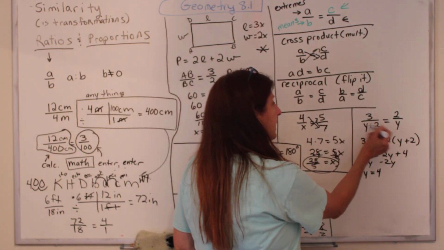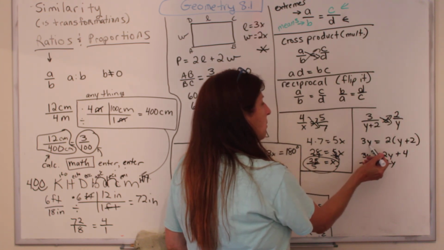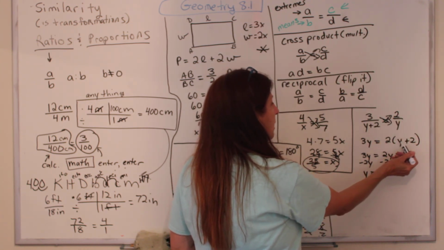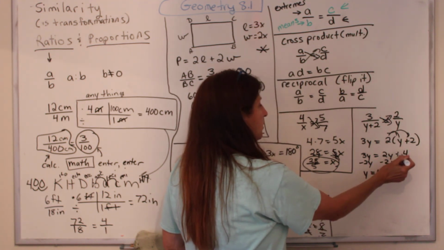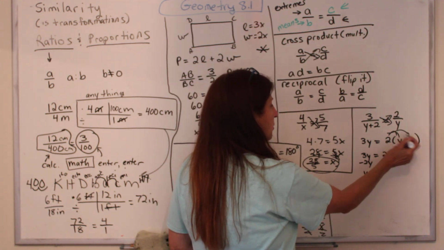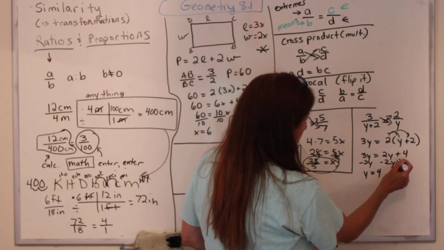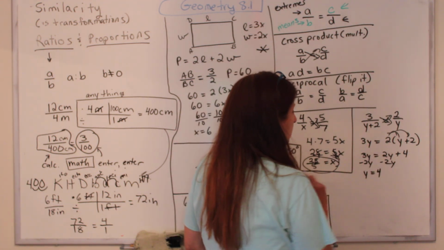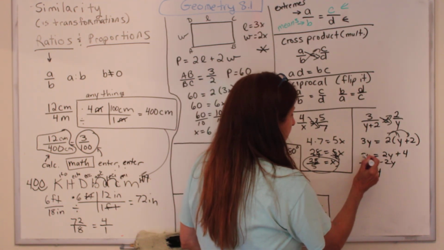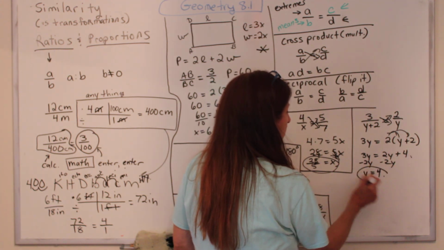Here's another one. It can even be fancy like this. Doesn't matter. 3y on one side, 2 times y plus 2 on the other. Don't forget the distributive property, 2y plus 4. So 2 times 2 is 4. Why is y not alone? Well, first we have to get our y's together. We have to gather up our terms. Subtract 2y from both sides. And 3y minus 2y is y. And what's left over here is a 4. So 5.